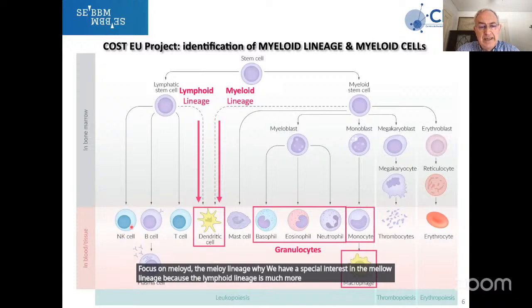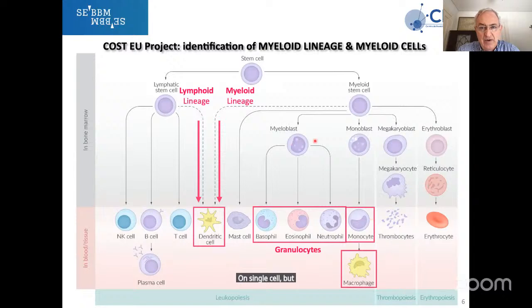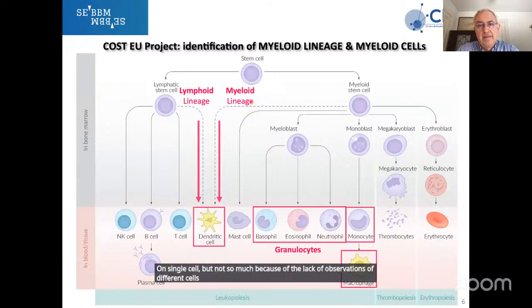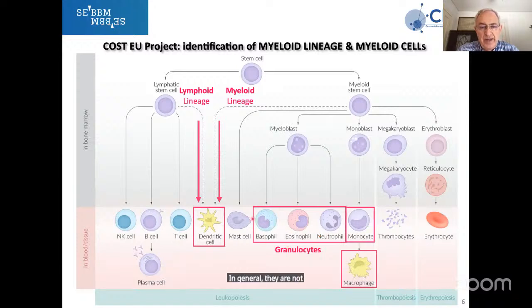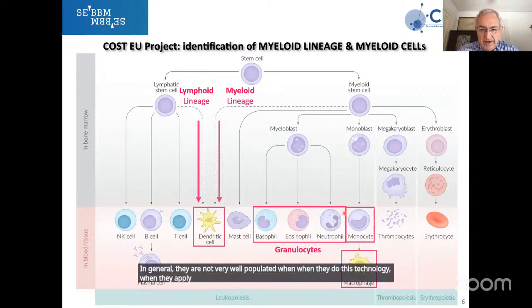B cells, T cells, and NK cells are easier to isolate, and there was a lot of single cell data on them. But there were not so many observations of different cells of the myeloid lineage, especially dendritic cells or macrophages, which are very big cells, or monocytes or granulocytes in general. They are not very well populated when the technology of single cell separation is applied.